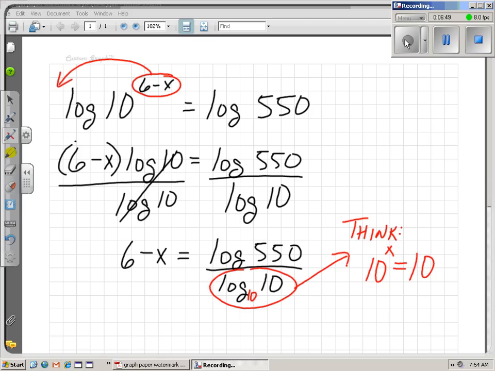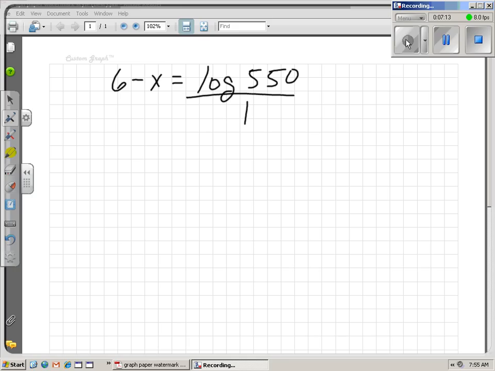Well, think about it. 10 has an exponent of 1. That's an equation. My 10s match up. Therefore, it makes common sense that my exponents match up. So my exponent must be 1. So I can evaluate this log in my head. I can say, okay, log 10, what exponent would I need to put on that 10 to get a 10? That would just be a 1. So I'm going to replace this whole expression here with a 1. So I get this simplified one step further.